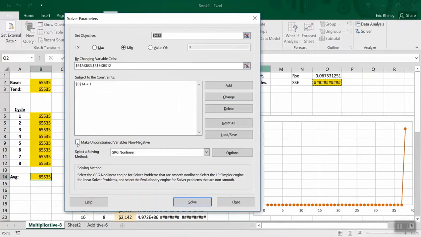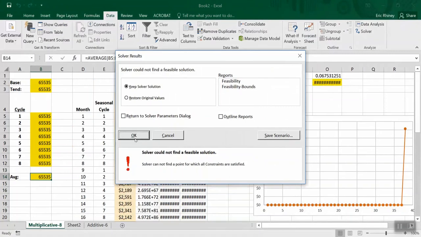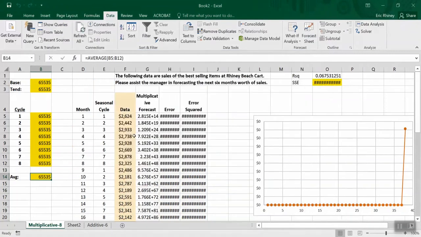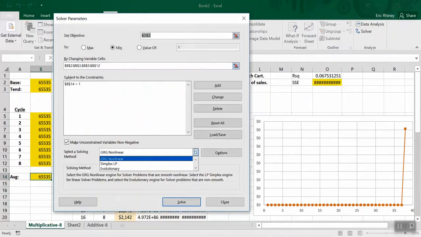You know what? Let's make this non-negative and try it again and see what happens. I am thinking because we're using multiplication that we might have to use evolutionary. So you see here, even sometimes I have to play around with this and see what happens. I'm going to let this be negative because it should be able to be negative, but I don't know. Let's see what happens.